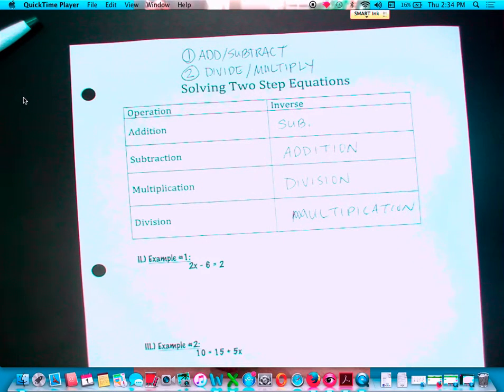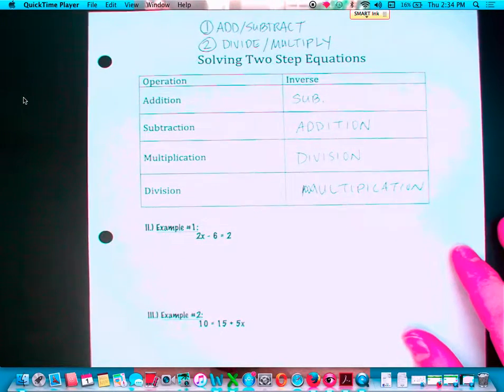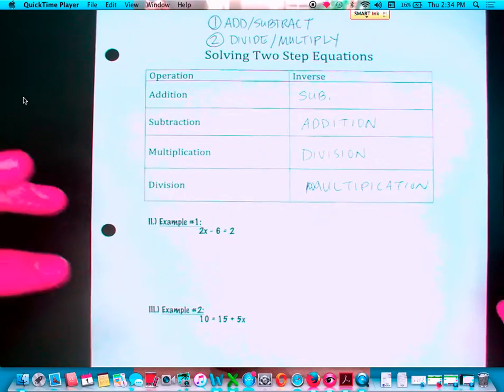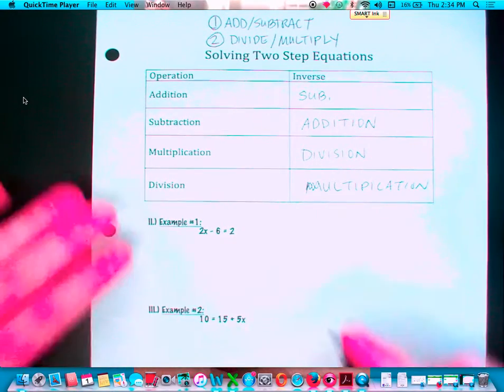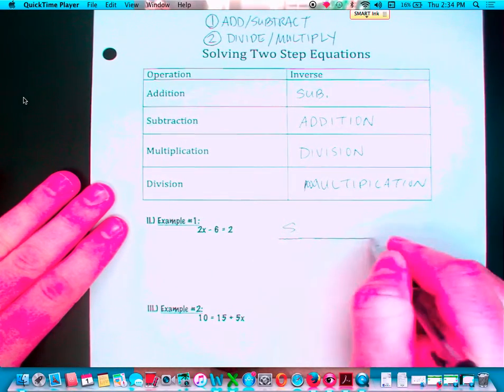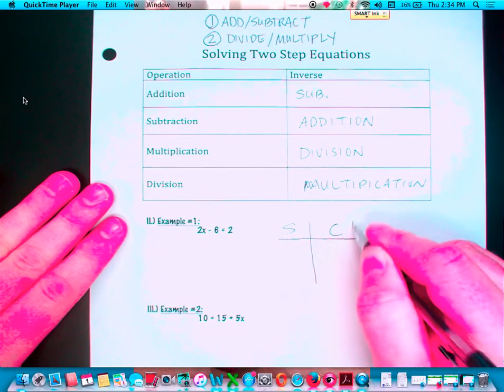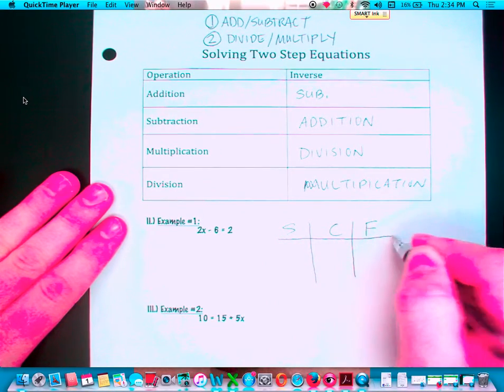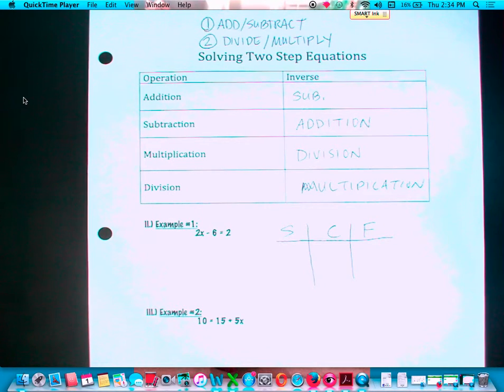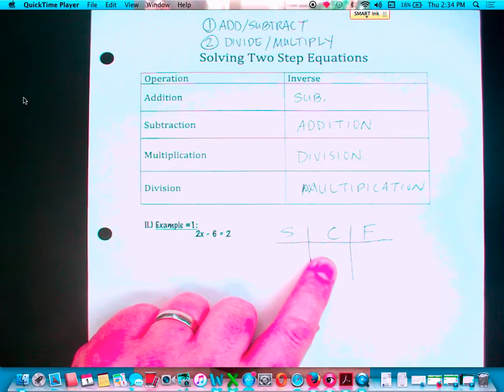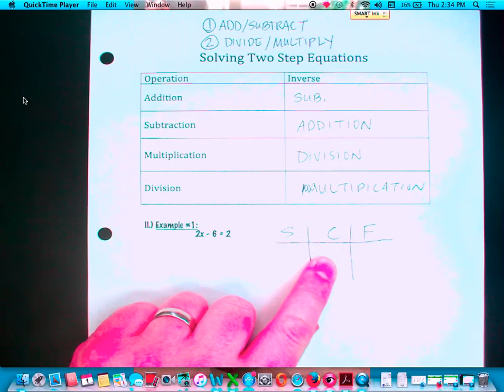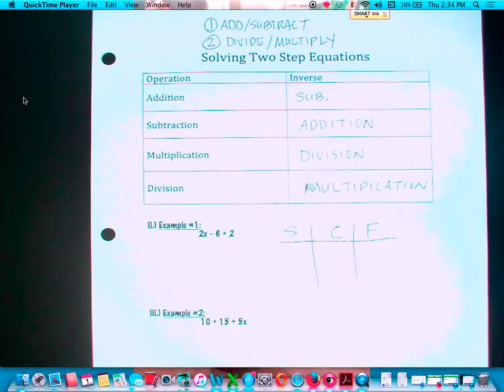Get our inverse equation written out so that we can solve this. Now remember, we're going to have two steps. So our organizer still works the same way. You still have your same organizer, your start, change, and finish. It works the same way, it's just this time we're going to have two steps. As in the past, the change was always just a variable. In this case, it's still going to be the variable, but it's going to be something added with it. Now I'm going to show you what I mean here in a second, okay?